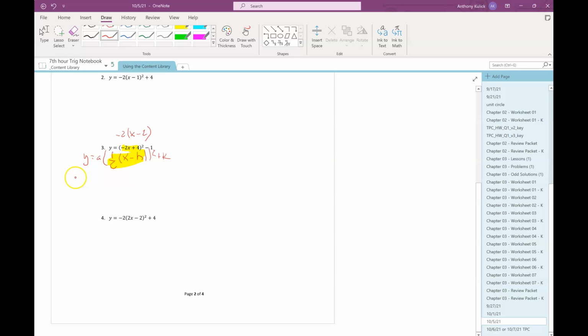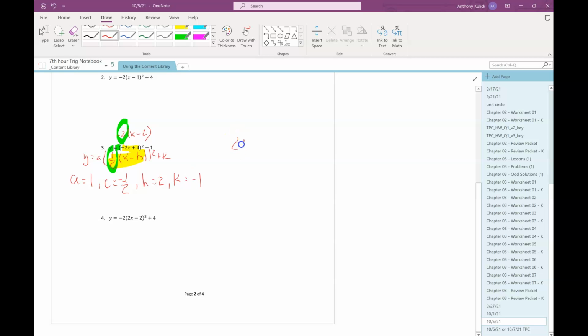So from there, I can identify my A, which is 1, since there's no coefficient out front. My C, which 1 over C is -2, so C has to be 1 over -2. H should be 2, and then K should be -1. Once I have that, I can now describe my transformations using the criteria from page 1.